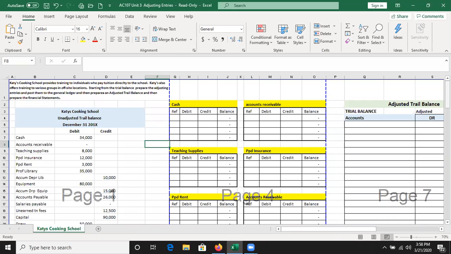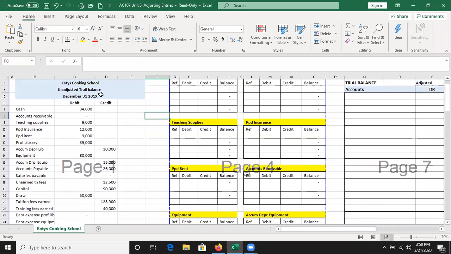Again, I'm not going to do the assignment. I'm not going to give the answers out, but I'm going to kind of walk through it to try and help with it. So with this assignment, it starts with giving you an unadjusted trial balance for a company. These are all their accounts, and these are the balances all these accounts have, debits and credit balances.